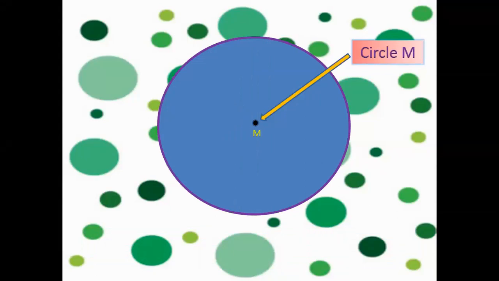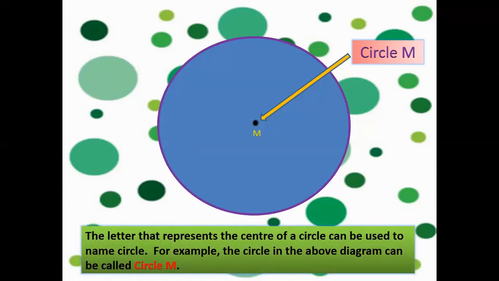Okay, so circle M. Does anyone know what circle M means? Okay, the letter that represents the center of a circle can be used to name the circle. For example, the circle in the above diagram can be called circle M.